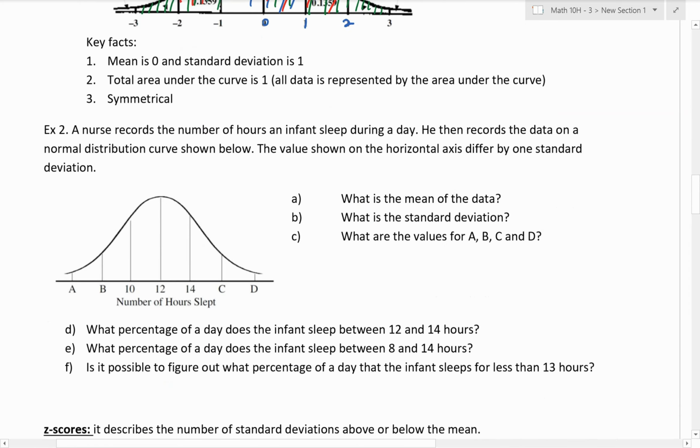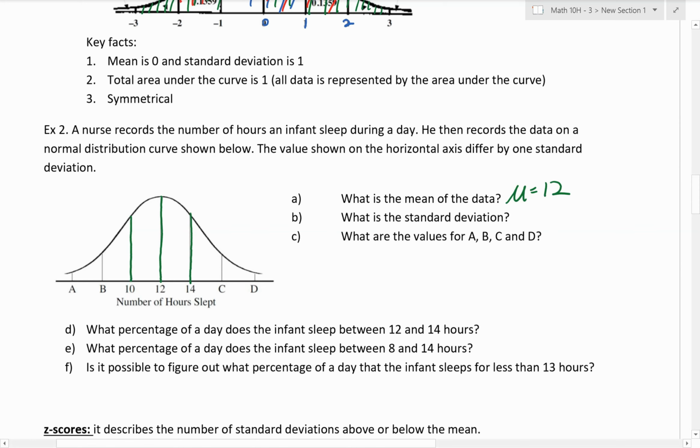Let's take a look at the next example, example 2 here. It says a nurse records the number of hours an infant sleeps during a day. He then records the data on a normal distribution curve shown below. The values shown on the horizontal axis differ by 1 standard deviation. So this is the mean. This is 1 standard deviation away from the mean, and that's also 1 standard deviation away from the mean. Part A: what is the mean of the data? The mean, mu, is 12.